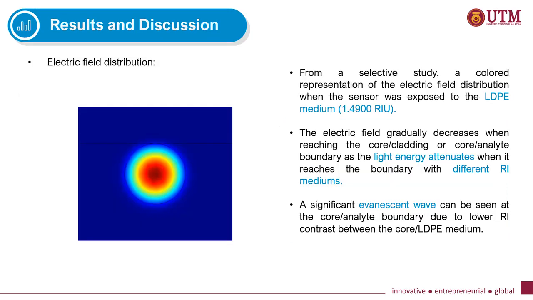Here is the example of electric field distribution when the sensor was exposed to the LDPE medium. So the electric field gradually decreases when reaching the core cladding or core analyte boundary, as the light energy attenuates when it reaches the boundary with different refractive index medium. A significant evanescent wave can be seen at the core analyte boundary due to lower refractive index contrast between the core and LDPE medium.